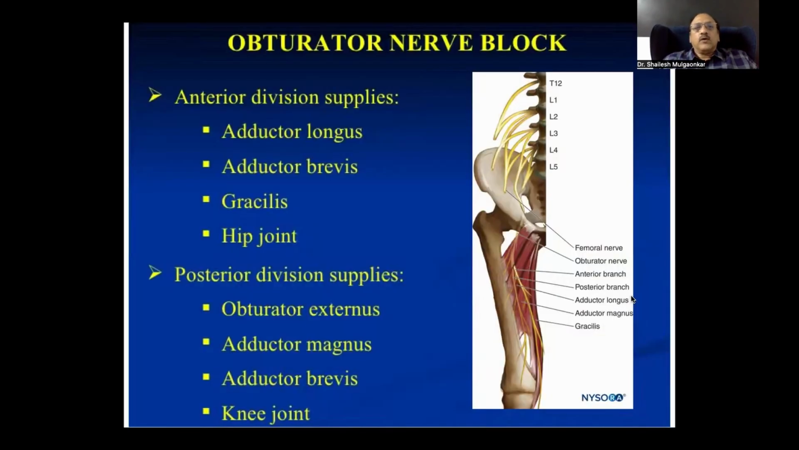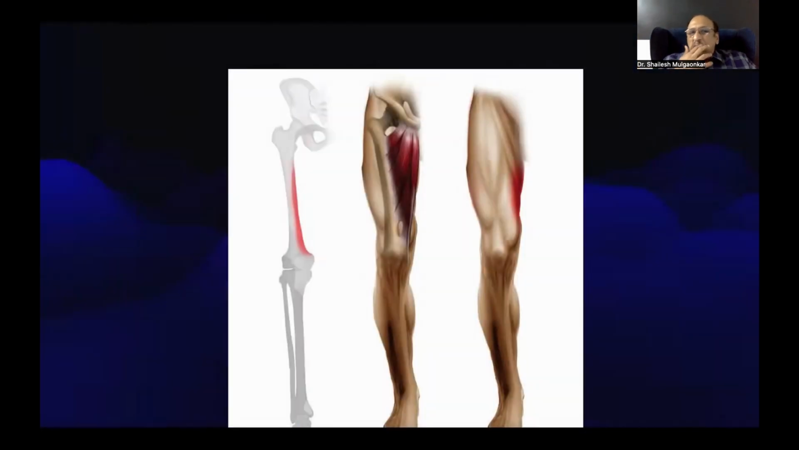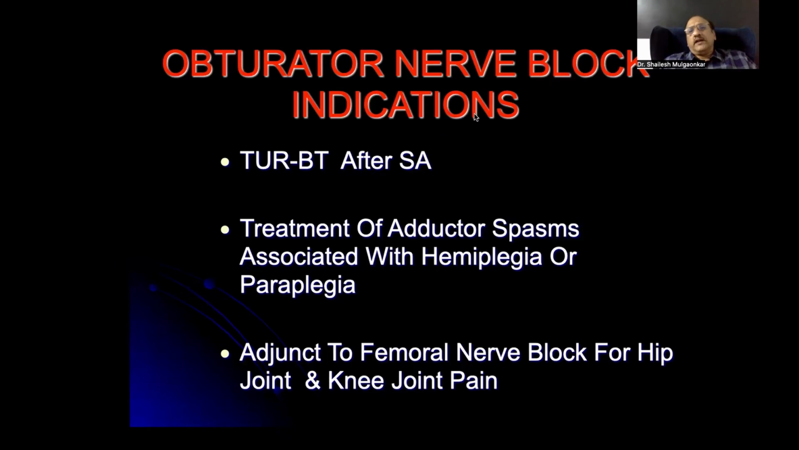Now the anterior division supplies the adductor longus, adductor brevis, gracilis, and the hip joint. The posterior division supplies the obturator externus, adductor magnus, adductor brevis, and the knee joint. Now, these are the osteotomes, the myotomes, and the dermatomes of the obturator nerve. Now, what are the indications for the obturator nerve block?